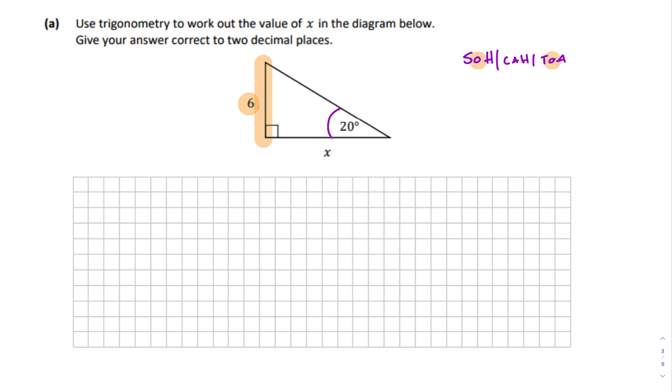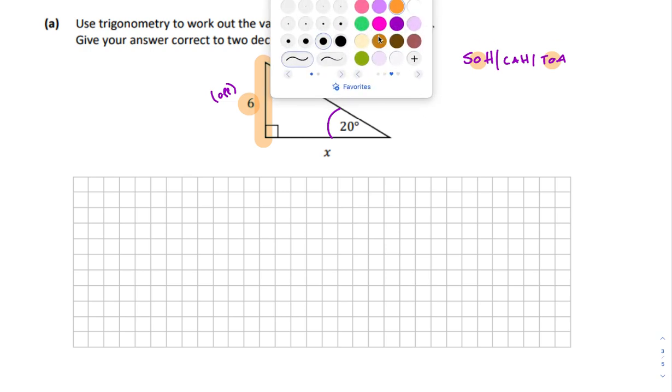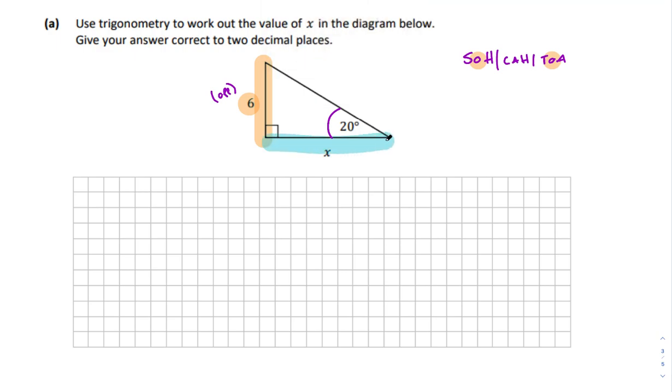So I'm highlighting where it is. It's opposite, so it's either going to be sine or it's going to be tan, depending on what else I have in the question. The side that they want me to find, the side I'm missing, is this side down here. Is that side the hypotenuse or the adjacent? Hypotenuse is always opposite the right angle, so it's not the hypotenuse, it's the side that's next to the angle. Next to the angle means we're talking about the adjacent. So straight away I can see that it's TOA.